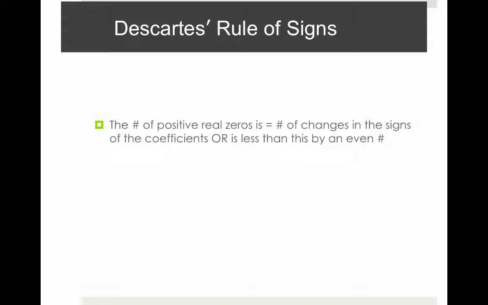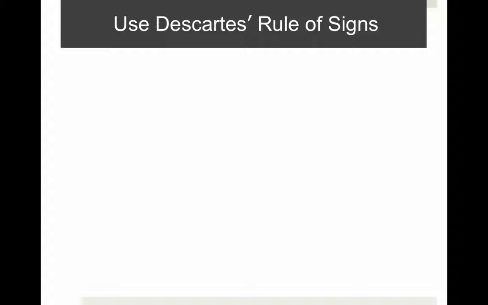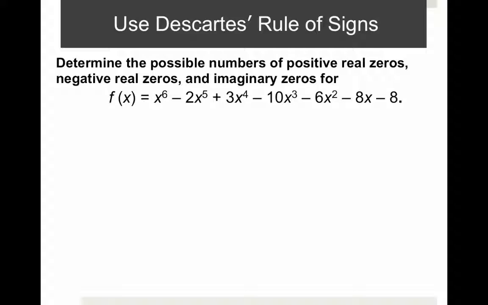The same thing applies for the negative ones. So the number of negative real zeros is the number of changes in the signs of the coefficients or less by an even number. And I'll explain the difference between these two here in a second when we get our example. So here's example 1. We've got this x to the 6th minus 2x to the 5th all the way down to -8. And it says determine the possible numbers of positive zeros, negative zeros, and imaginary zeros for this equation.